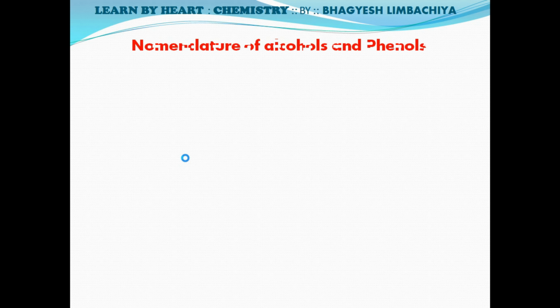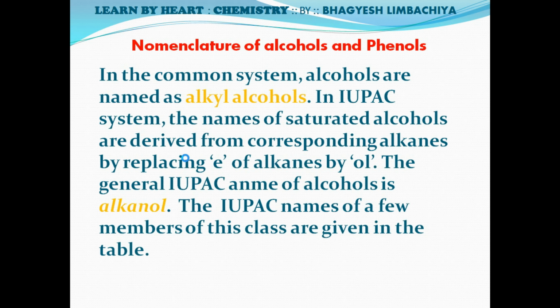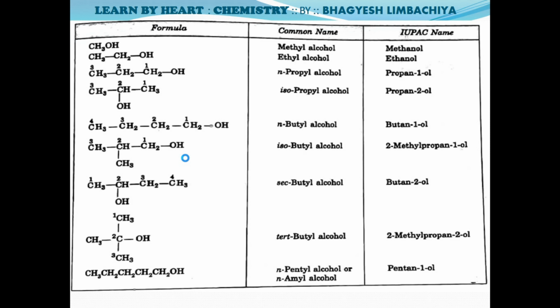Now we are taking the nomenclature of alcohols and phenols. See, here in the common system, alcohols are named as alkyl alcohols. In the IUPAC system, the names of the saturated alcohols are derived from the corresponding alkanes by replacing the e of the alkane by ol. So the general name is alkanol. The IUPAC names of a few members of this class are given in the table. Now you have to remember this table.